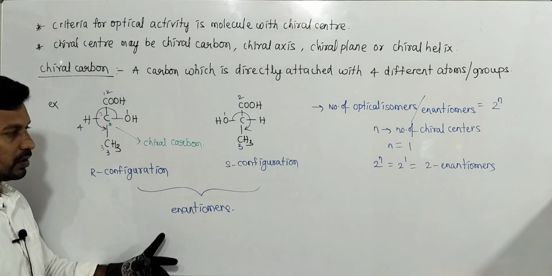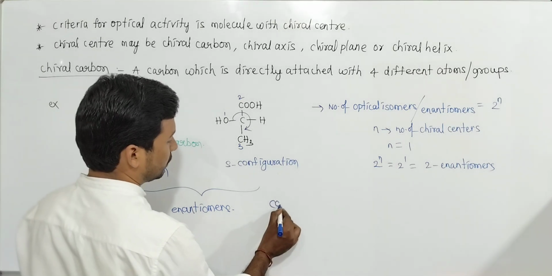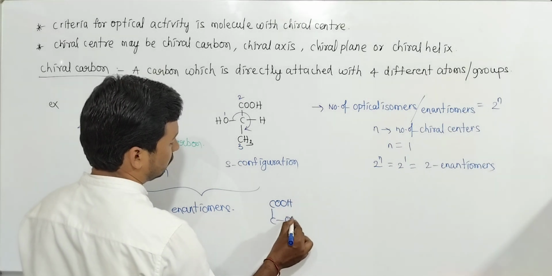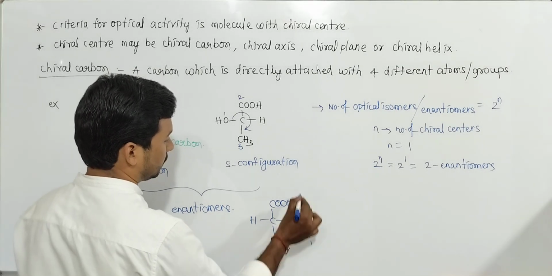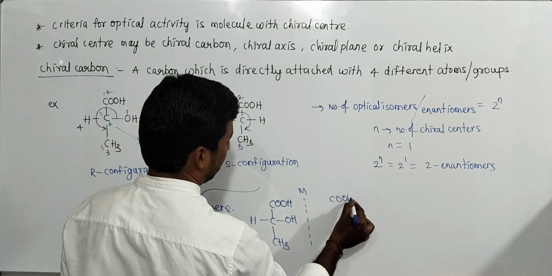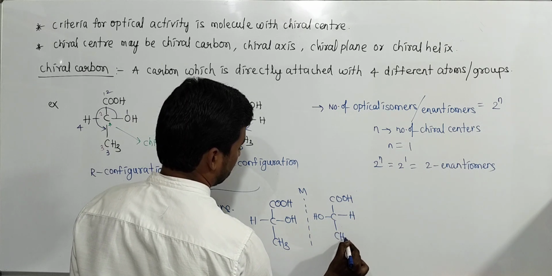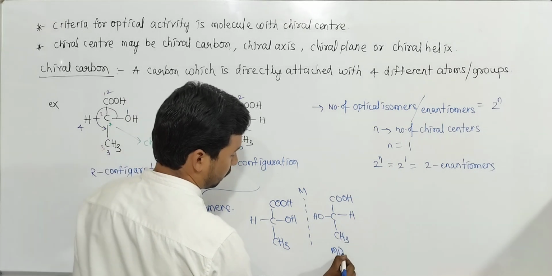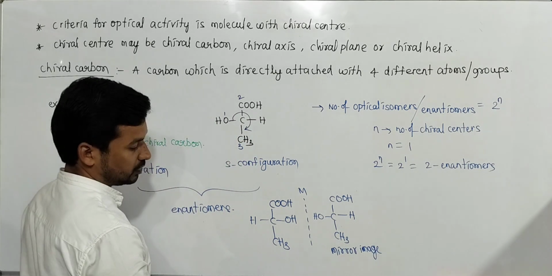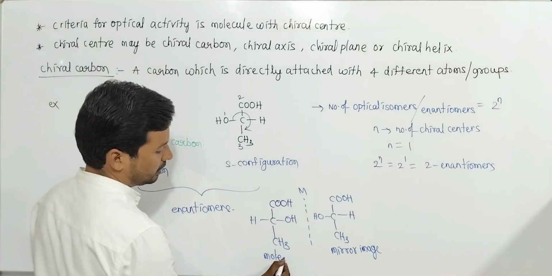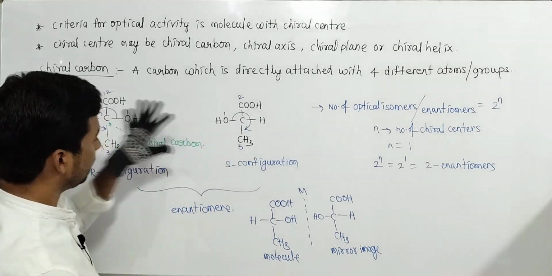What are enantiomers? Non-superimposable mirror images of each other. Take COOH, its mirror image. Mirror image means like this: this is the mirror, COOH group, OH group pointing towards left, H right, and CH3. This is the mirror image. Whether it is superimposable or not, we have to verify. This is the molecule, its mirror image is this one. These two are mirror images.